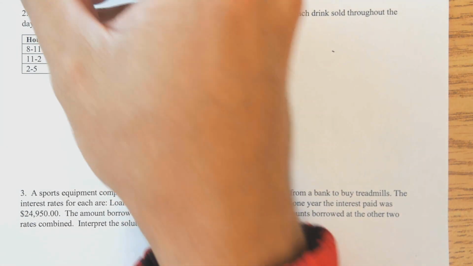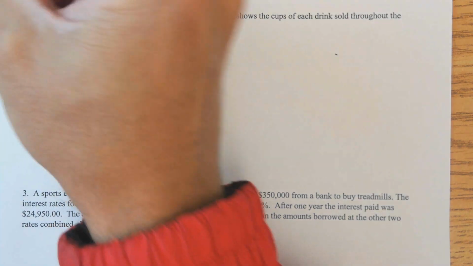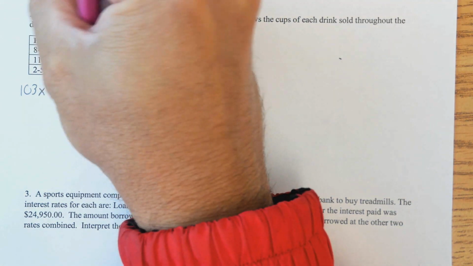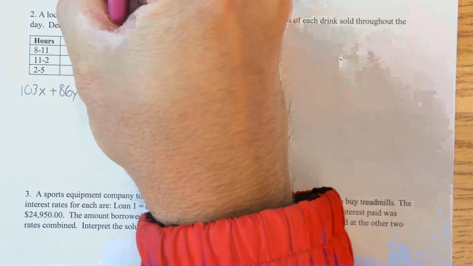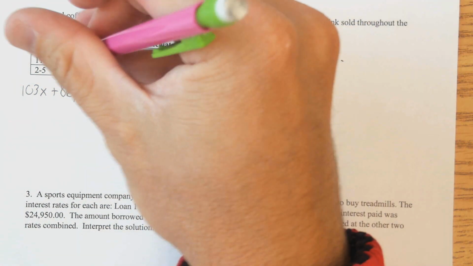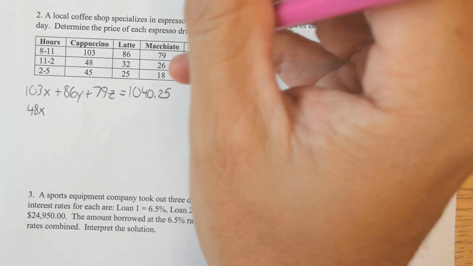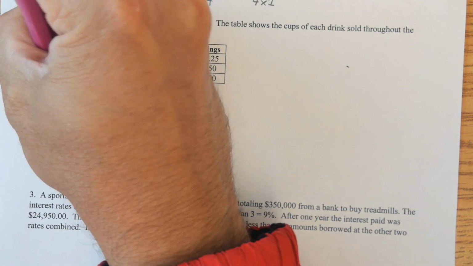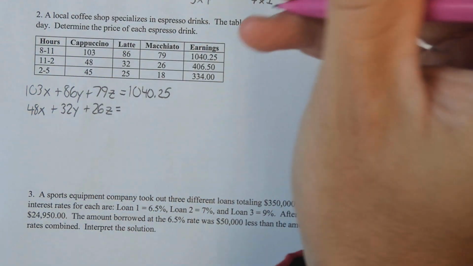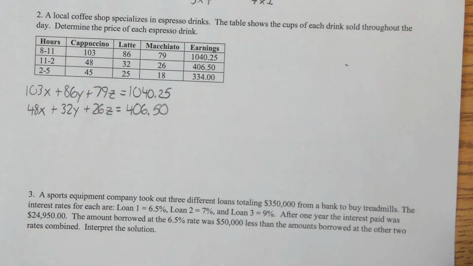We're just going to go in order here, X, Y, Z. So we're going to write this 103X plus 86Y plus 79Z equals 1,040.25. Okay, now we're going to go to the next row there. 48X plus 32Y plus 26Z equals 406.50.